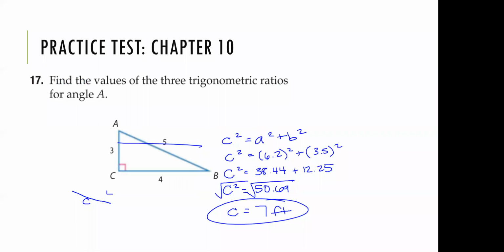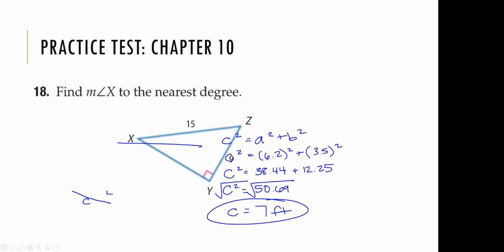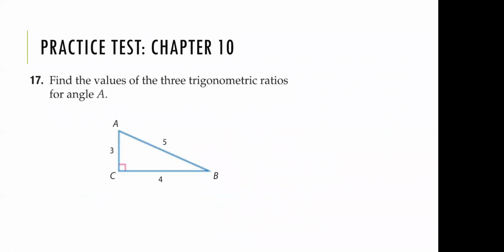All right, next problem. Says find the values of the 3 trigonometric ratios for angle A. Okay, so here's angle A. Okay, so we're talking about angle A, right here. So we want the sine of A, the cosine of A, and the tangent of A.